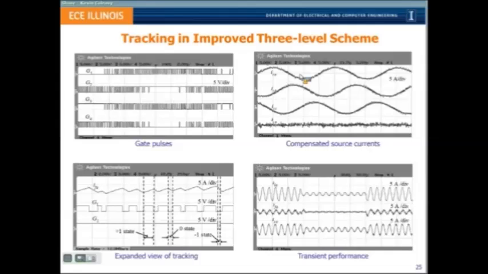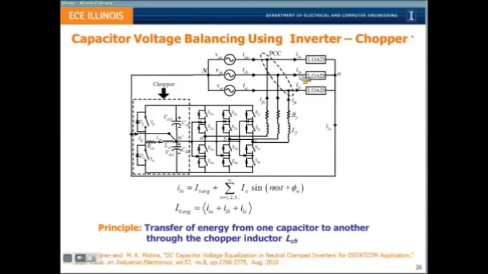This would explain that. The transient is also studied, and this is exactly the replica of the simulation results, because for the paper the reviewers wanted both of them to be done at the same level. You can see that the compensated source current ISA is still sinusoidal, and you can see the performance is good. So now what?